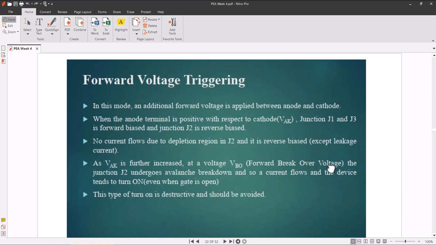Even if the gate is open, or you don't apply the gate. Okay, this type of turn on is destructive and should be avoided, because you are damaging your device due to the very high voltage, since you don't have any gate voltage. It is better to apply a gate voltage, then you can turn it on safely at a voltage very much less than this limit.